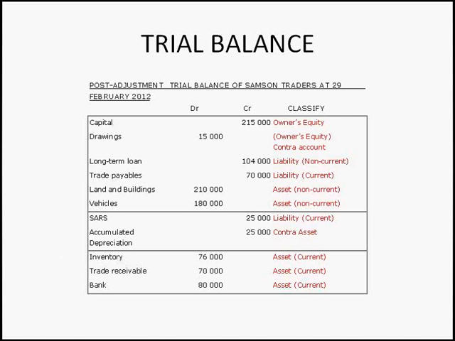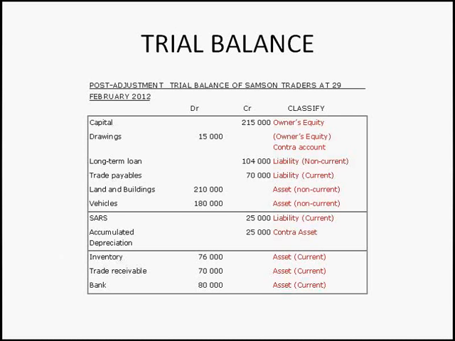Okay, trade payables is the same as my creditors or accounts payable. It's money that I owe, so it's a liability, and it's specifically a current liability because I will normally have to pay that within 1 year. Land and buildings is an asset, and specifically a fixed or a non-current asset. The same with vehicles. Vehicles is also an asset, and specifically it's a non-current or a fixed asset.